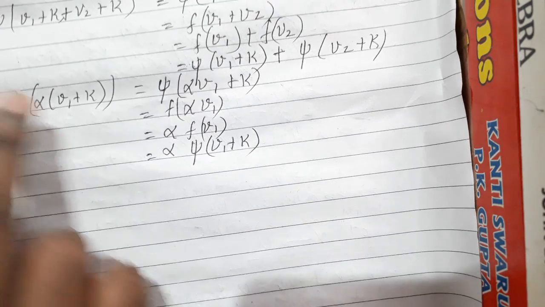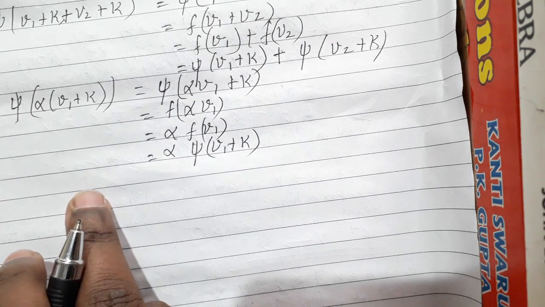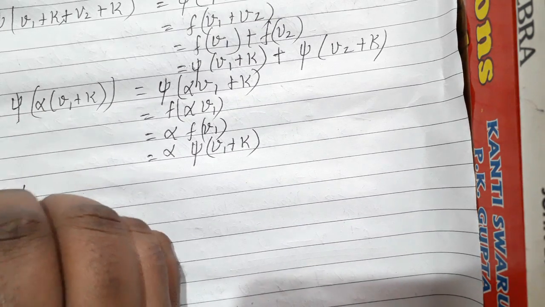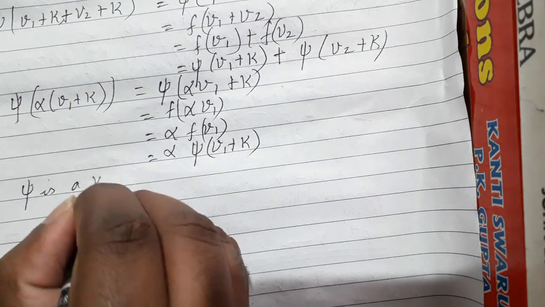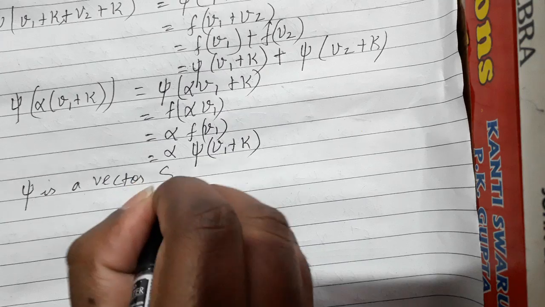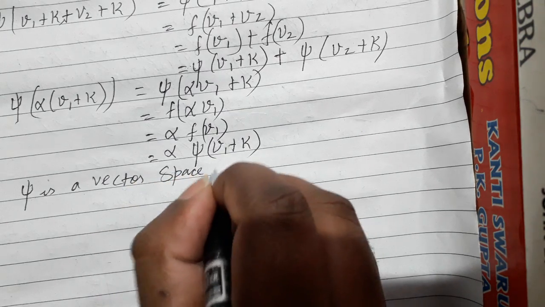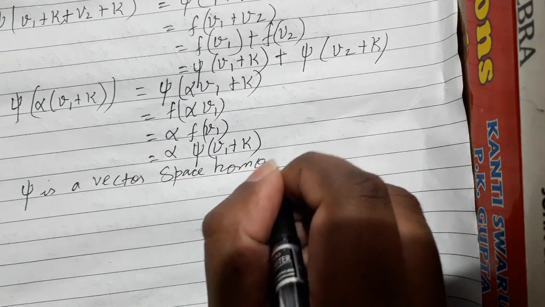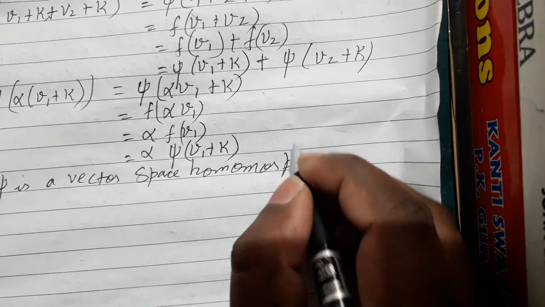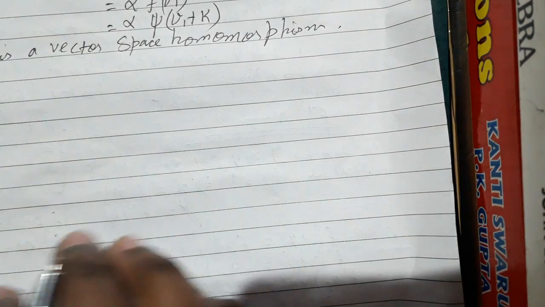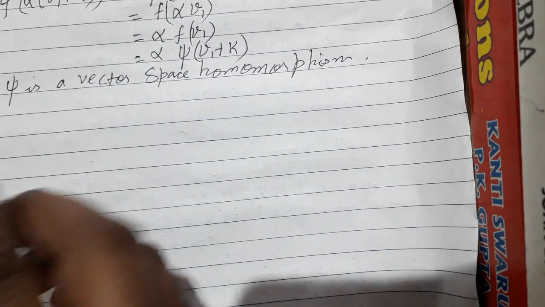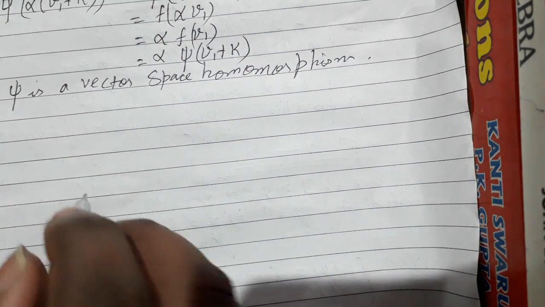So we have proven both conditions. This shows that psi is a vector space homomorphism, or linear transformation. So we have shown psi is a vector space homomorphism. Now next we try to show psi is 1-1.